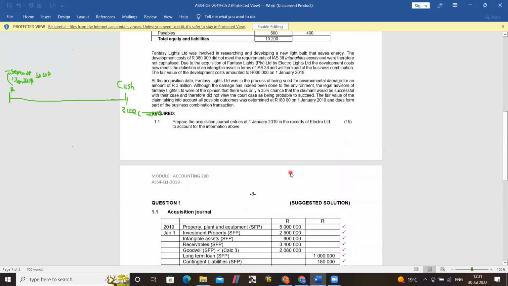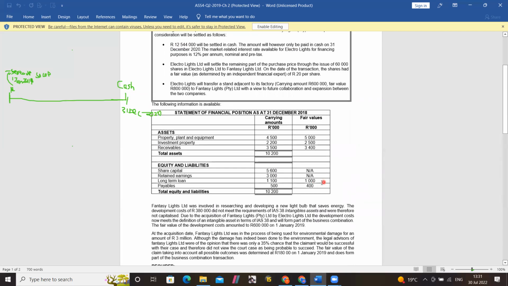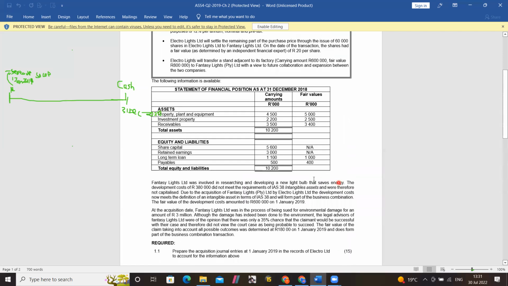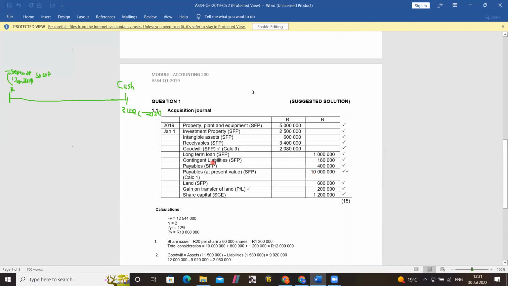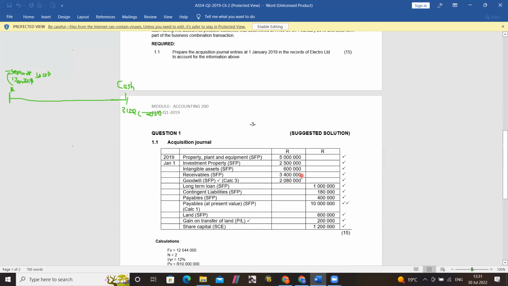And then we go to the credit side. What did they credit here first? Long-term loan. Do you see this long-term loan? They got it here. They credited the payables, the 400,000. The payables, we got them here. Then what did they credit? 180,000 of the contingent liability. Like I said, now you have to recognize this contingent liability by crediting it. That's what they did.